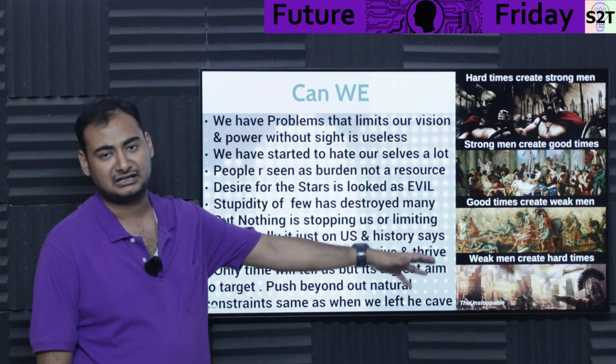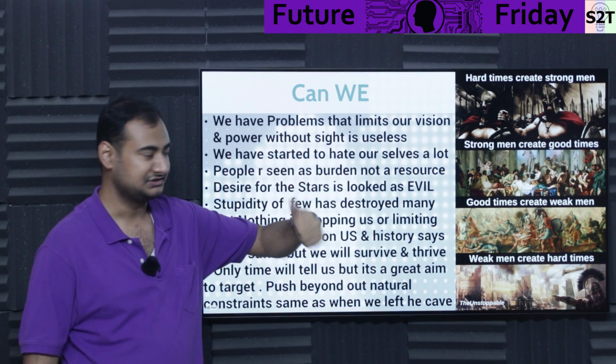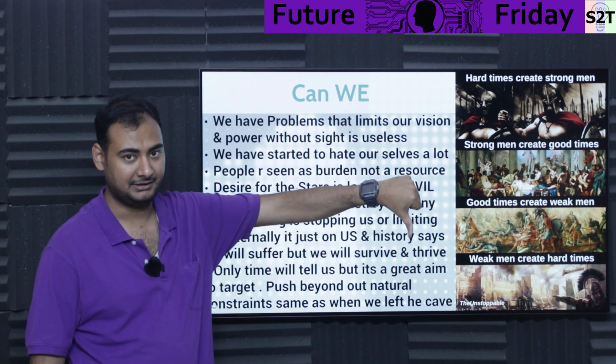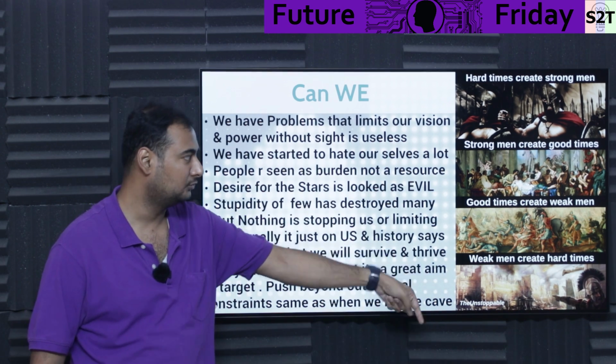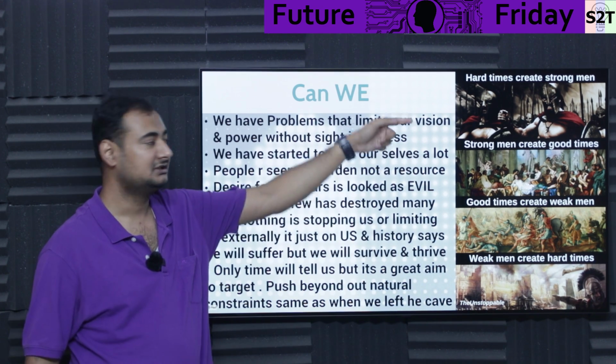So this sort of image describes humanity very well, where hard times create strong men, awesome. Strong men create good times, super awesome. Good times create weak men, bad. And then weak men create hard times, super bad. But here's the deal, it loops back again. That hard time will remove every weak one and then the strong ones will survive.